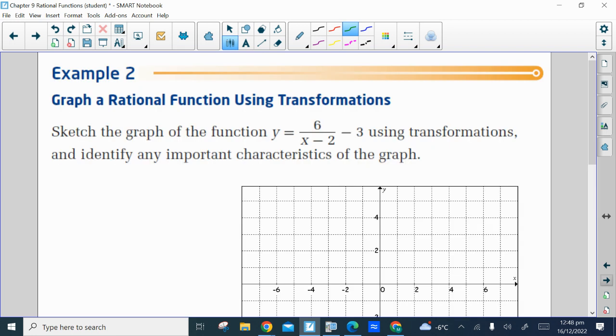This next one says sketch the graph of y equals 6 over x minus 2, take away 3. So once again, this is a transformation of y equals 1 over x. If we compared to y equals 1 over x, again, we've got that same value of a that we had before on the previous question. A equals 6, so that is a vertical stretch by 6.